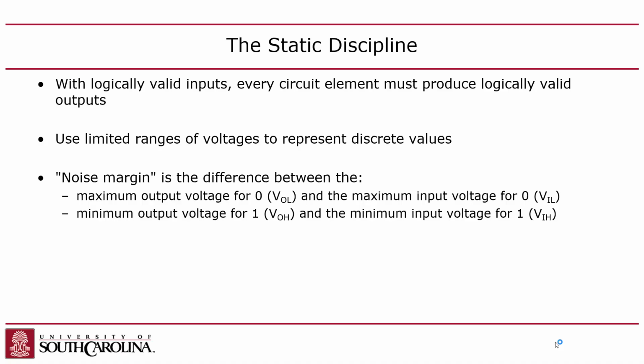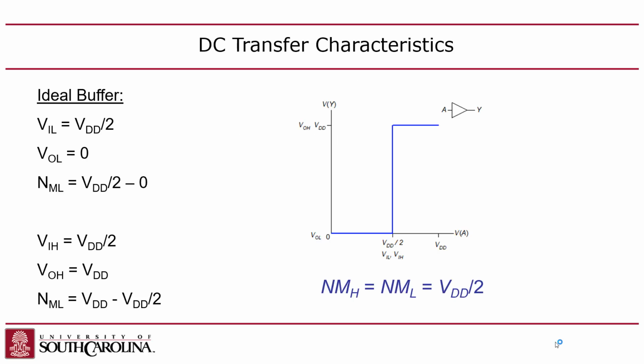Okay? So ideally, if you have a buffer, where the output is whatever the input is, and this could also be an inverter or an AND gate, but this is the simplest kind of gate, with input A and output Y. In a perfect world, the threshold between 0 and 1 on the input would be VDD divided by 2. So if you're at a 2 volt power supply, then anything below half of that, which is 1 volt, would be a 0.